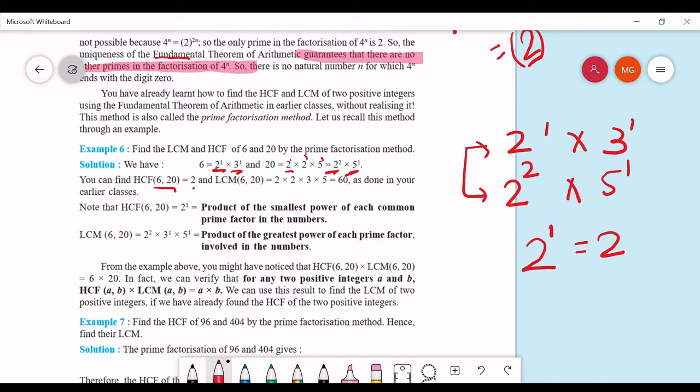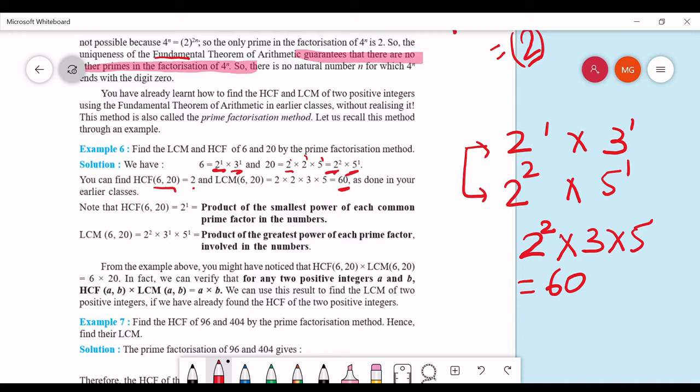And LCM is the lowest common multiple. See, it will be 2 with the maximum power 2, right? 2 and 3 and 5, right? So this is what? This is 60. You got it here only. So this is your LCM, right?